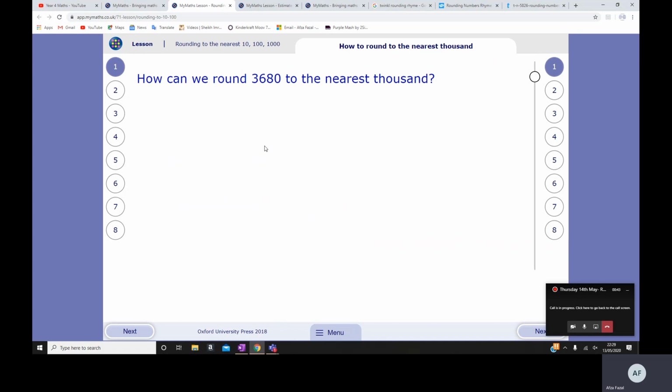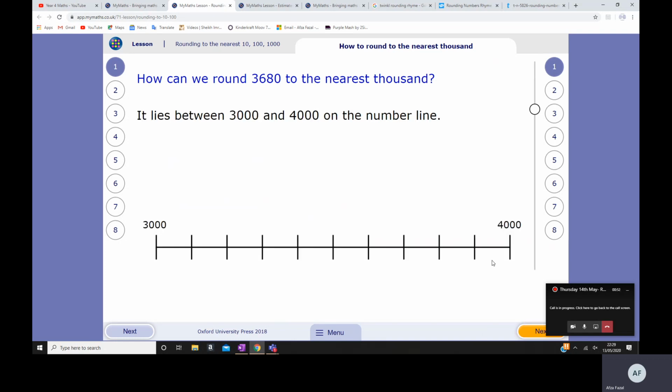So the question is, how can we round 3,680 to the nearest 1,000? So we need to know the 1,000 before and the 1,000 after. So here's a number line. So we know 3,680 fits between 3,000 and 4,000. Halfway between is 3,500. Here's our number. So 3,680 is here. It's closer to 4,000 rather than 3,000. So the answer to the nearest 1,000 would be 4,000.